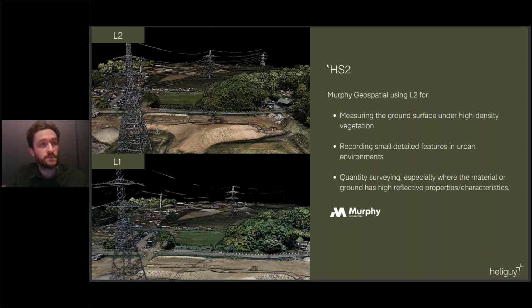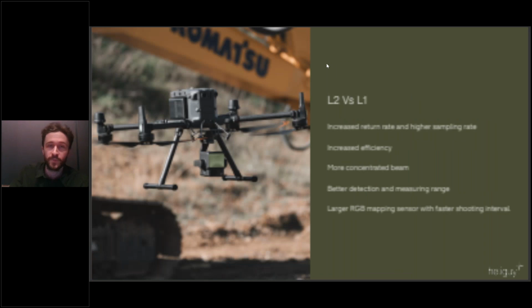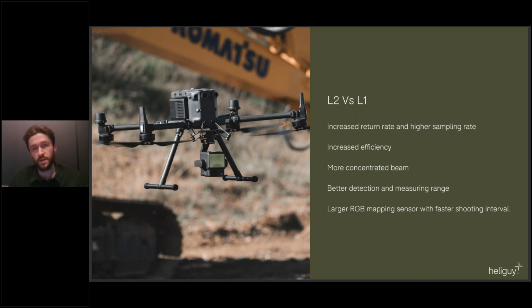So looking at the actual improvements with the L2 versus L1, in this particular case study, we flew the exact same area with both sensors, so it was a great opportunity to really test the specs of the 2 sensors and see how they compared. The increased returns of the L2 means there's increased penetration through the vegetation. The laser reflects off each surface it encounters, and the L2 has the capability to detect 5 returns. So this gives a greater amount of points compared to the L1 and more chance of hitting the ground surface.